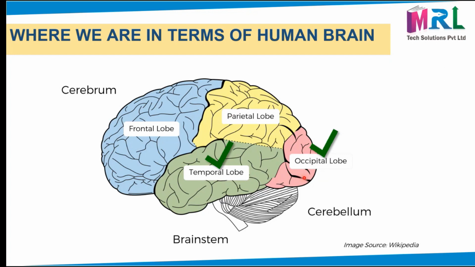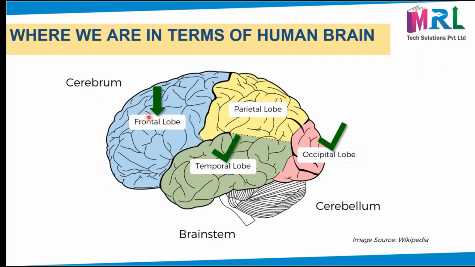Another part of the brain is called the frontal lobe. This part of the brain is responsible for short-term memory. We can relate the recurrent neural network with this frontal lobe because a recurrent neural network has short-term memory in the neural network. The parietal lobe is for spatial geometric dimensions like that. We don't have a neural network for this one.